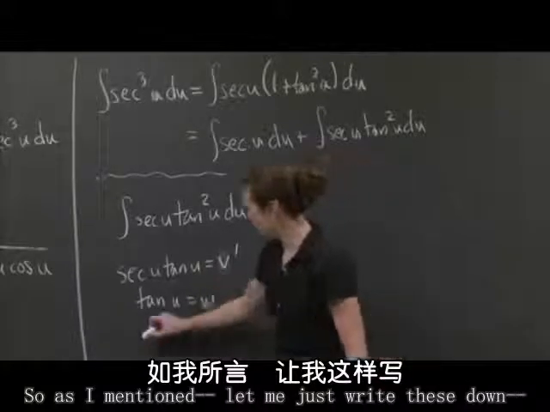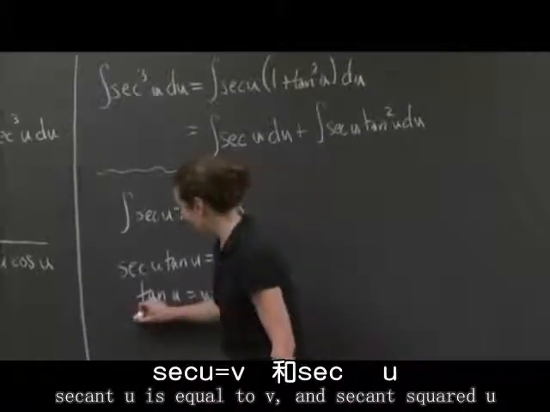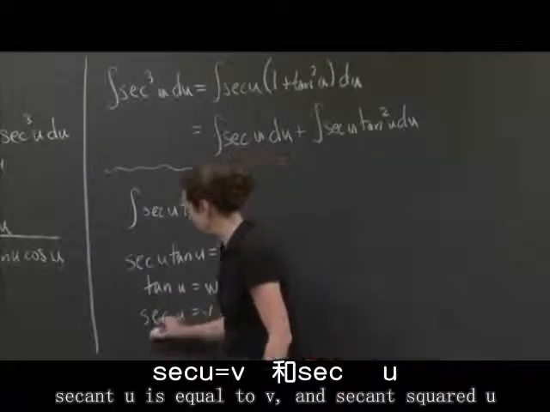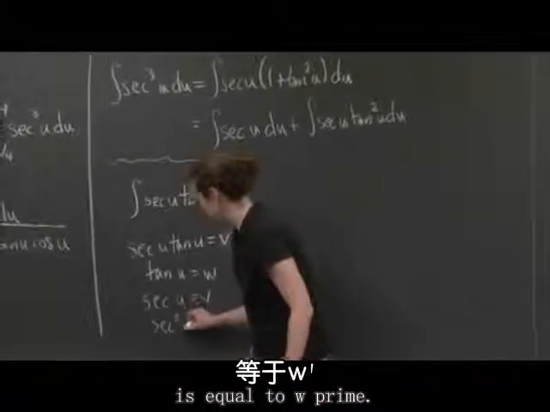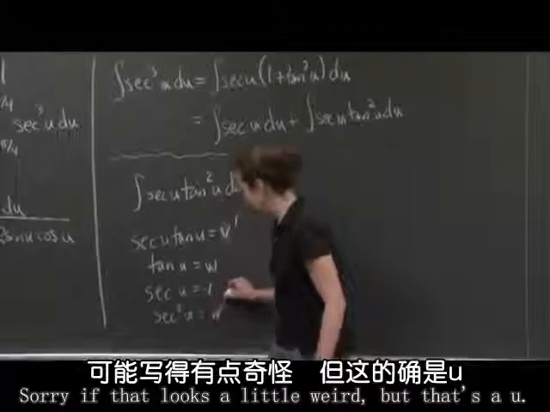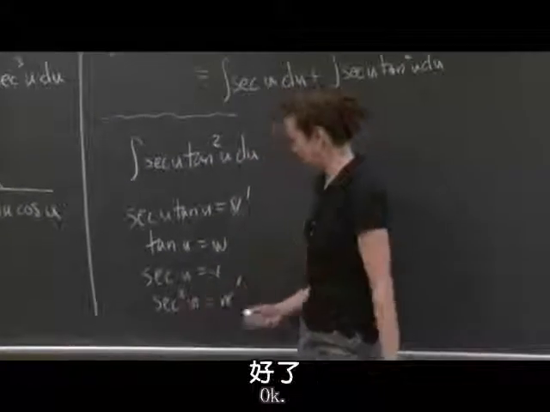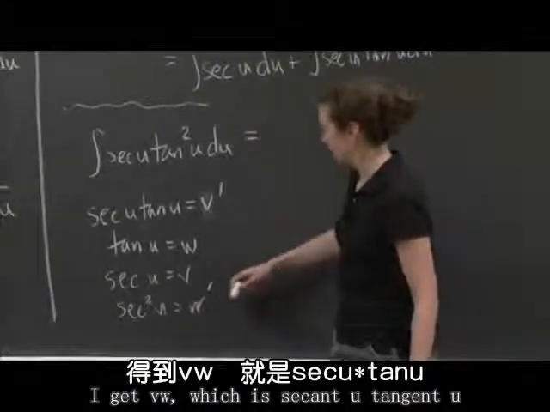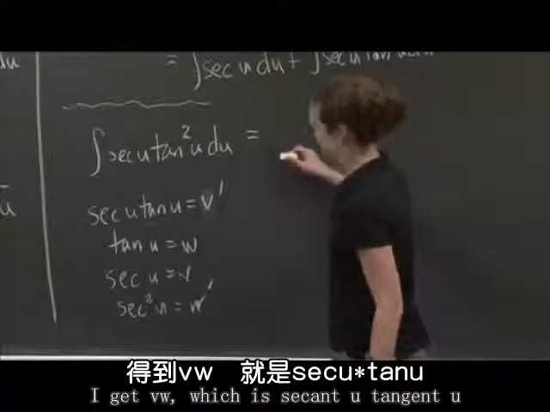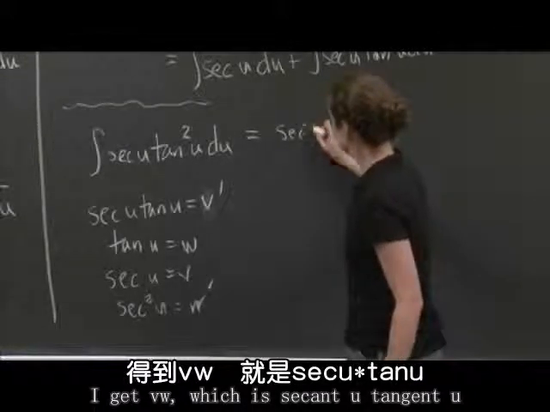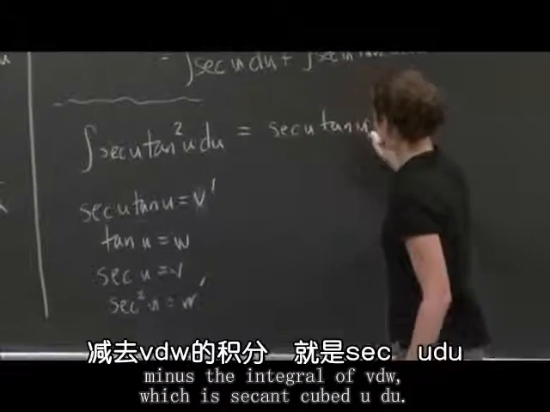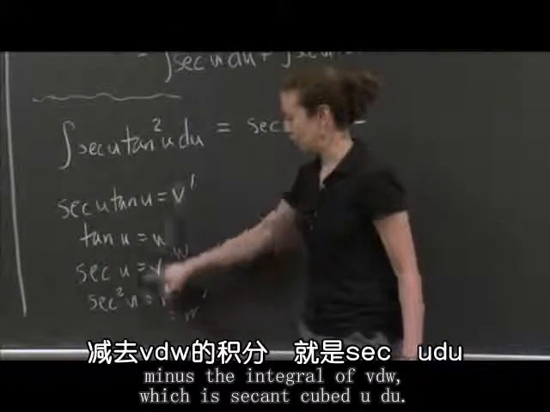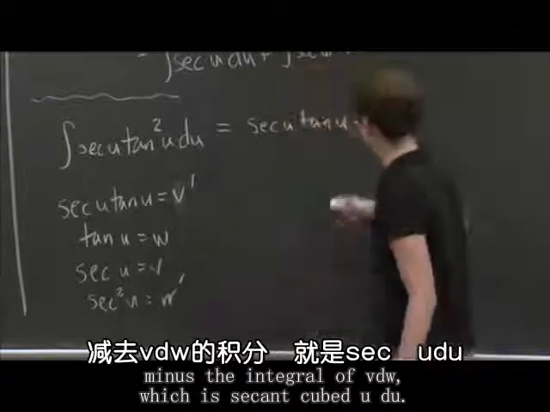As I mentioned, let me just write these down. Secant u is equal to v, and secant squared u is equal to w prime. Sorry, that looks a little weird, but that's a u. Okay, so now let's write this with an integration by parts. I get vw, which is secant u tangent u, minus the integral of v dw, which is secant cubed u du.